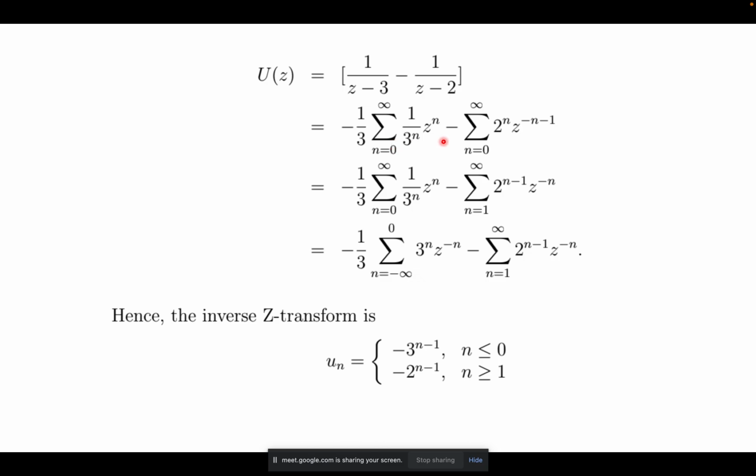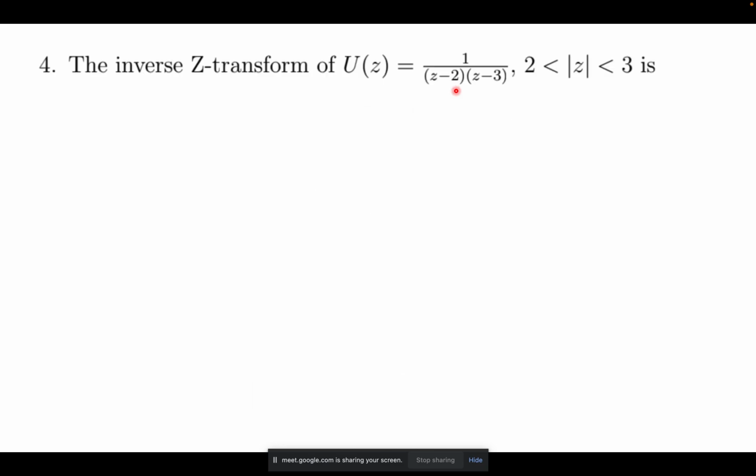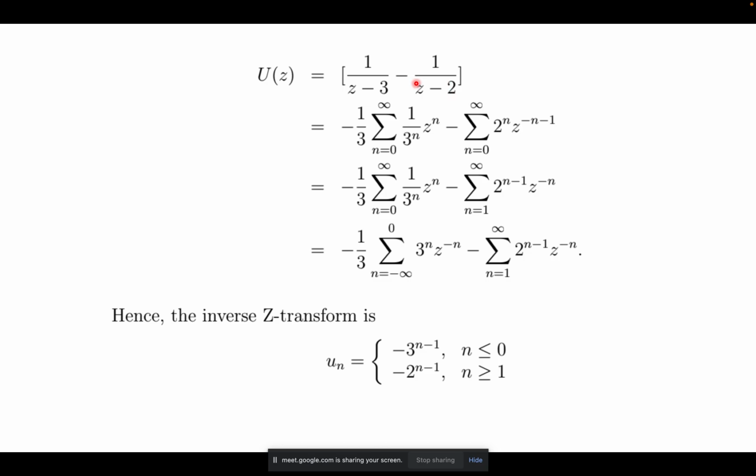Okay, now if you see the second part, here I will take 2 outside, minus 1 by 2 outside, and I will be left with 1 upon 1 minus z by 2, right? But now, modulus of z is always greater than 2, so this series is not converging. So what you need to do is take z outside here. If you take 1 by z outside, what you will get is 1 upon 1 minus 2 by z, right?